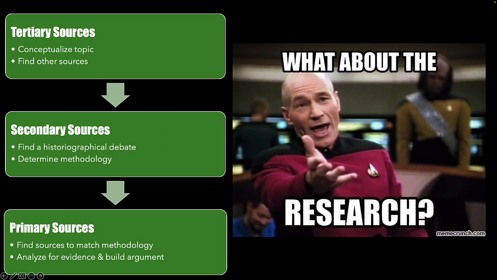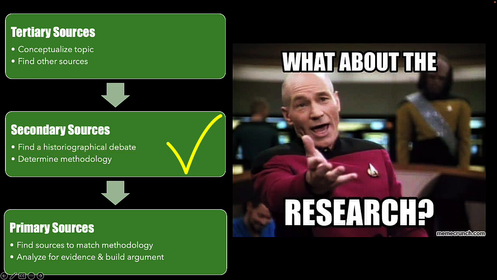Another way to think of historical research is to think through the process via the sources that historians consult. Historians generally begin their research with tertiary sources. Tertiary sources help them conceptualize their topics and the questions that they're going to ask about those topics. Tertiary sources also help historians find secondary and primary sources that will be relevant for their study. Historians use secondary sources to determine historiographical debates, to set up context, and to determine a methodology that they will use in their own research.